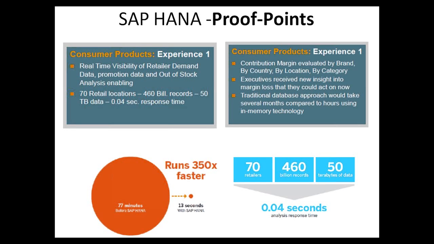Wherever you see SAP selling and promoting HANA, this will be the proof point, and in the majority of the PPTs you can see this one. Moreover, from a consumer point of view, in the retail industry you will have huge data. That is the reason why they have taken this example, with 70 retail locations, 460 million records and 50 terabytes of data. Just imagine how huge it is.